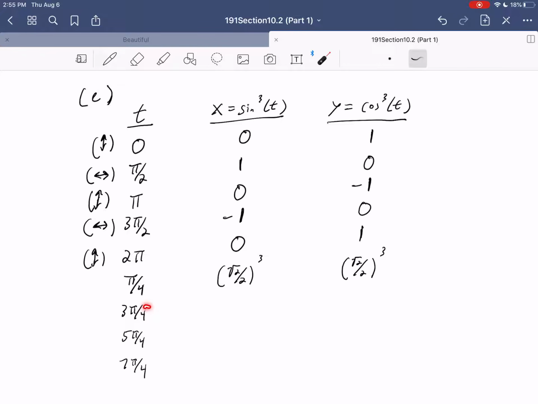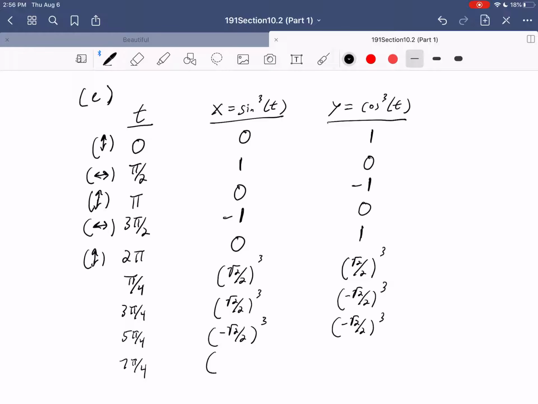For 3 pi over 4, sine is still positive, but cosine will be negative. So we'll get root 2 over 2 cubed, negative root 2 over 2 cubed. For this one, they'll both be negative, so negative root 2 over 2 cubed, negative root 2 over 2 cubed. And for this one, sine will still be negative, negative root 2 over 2 cubed, but cosine will be positive.